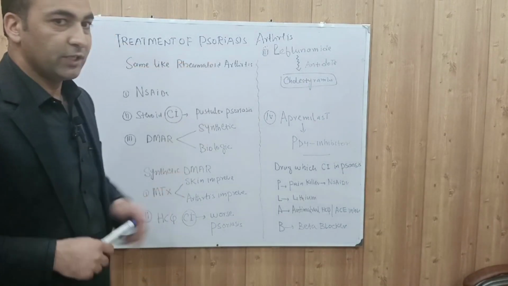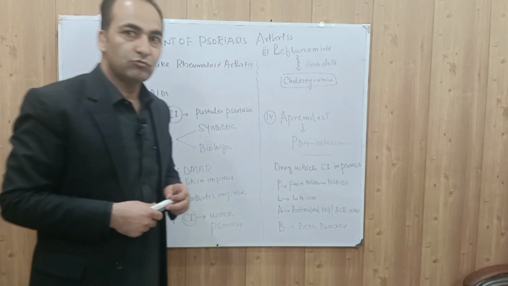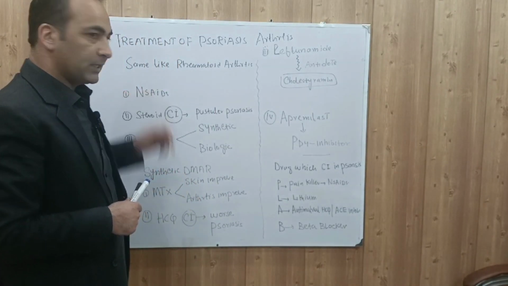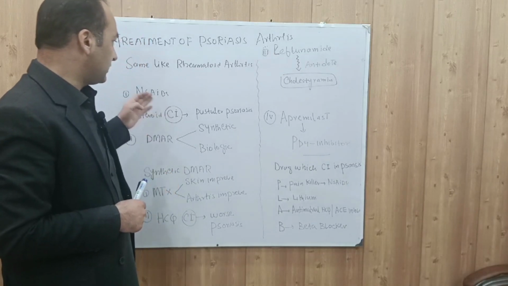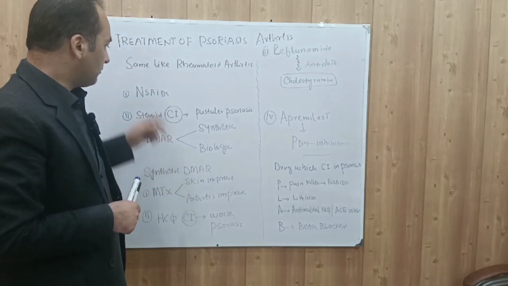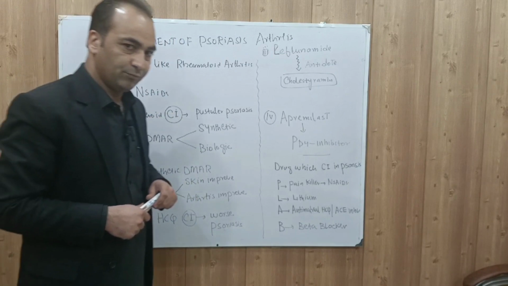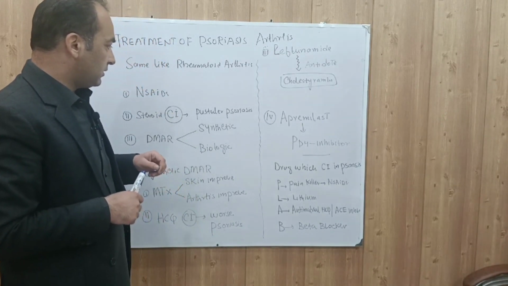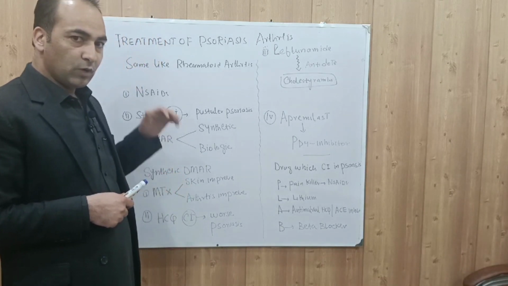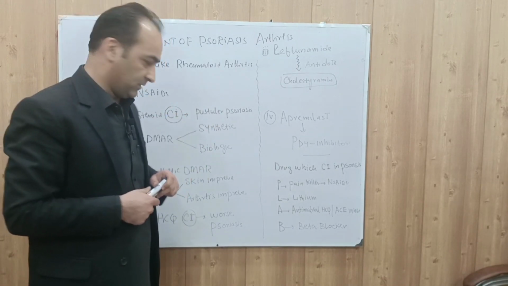Now the treatment of psoriatic arthritis. Psoriatic arthritis is treated in the same way as we treat the rheumatoid arthritis. So we can give the NSAIDs, non-steroidal anti-inflammatory drugs, if there is limited disease. But remember that steroids are contraindicated in psoriatic arthritis. Because if you treat psoriatic arthritis with steroids and you want to taper the steroid or withdraw the steroid, it will cause the pustular psoriasis.